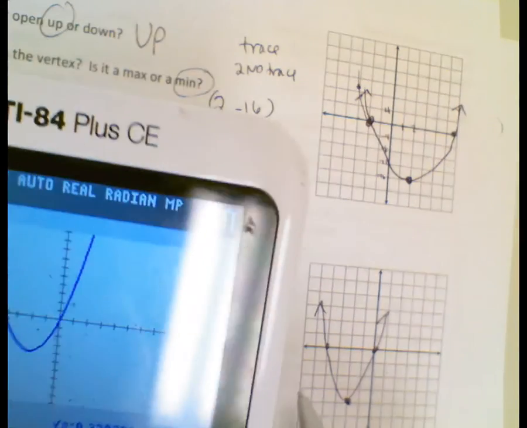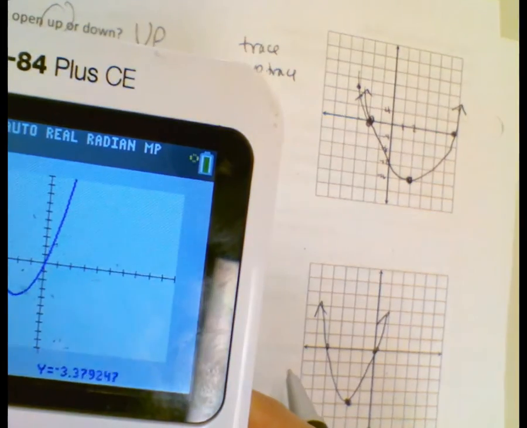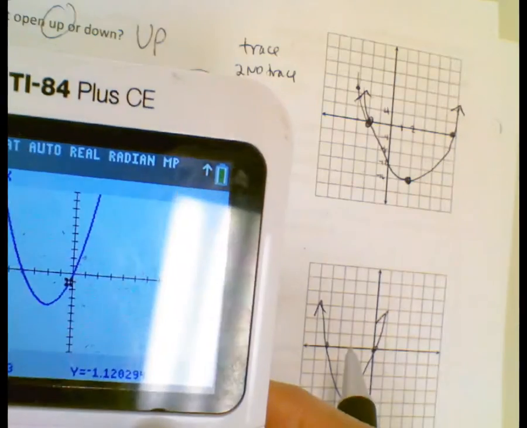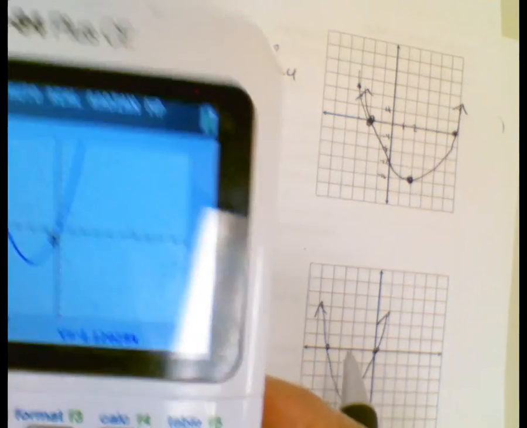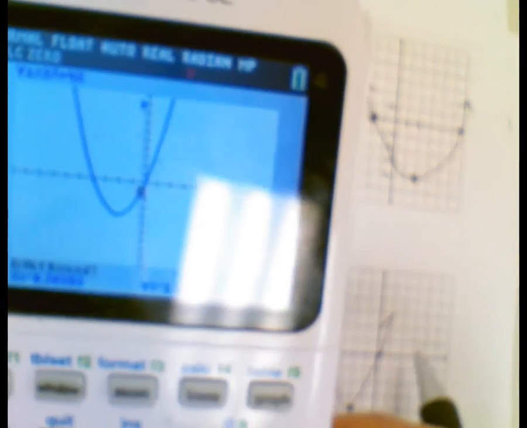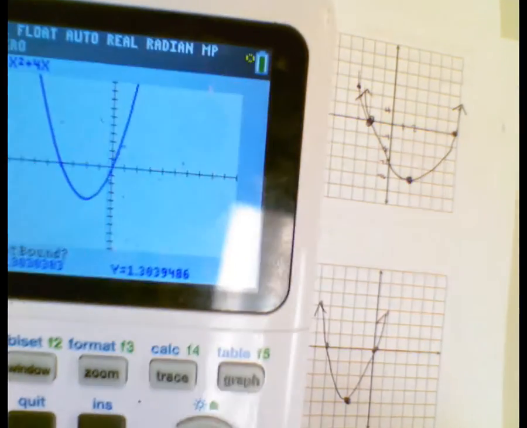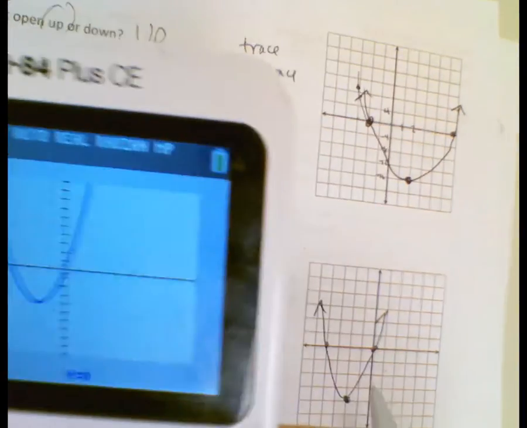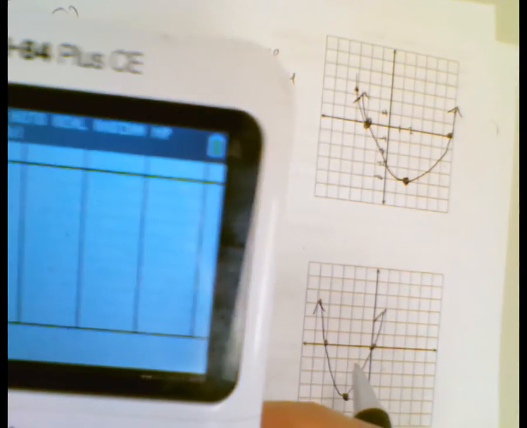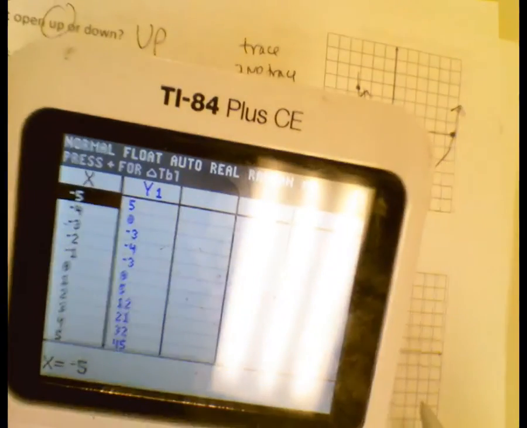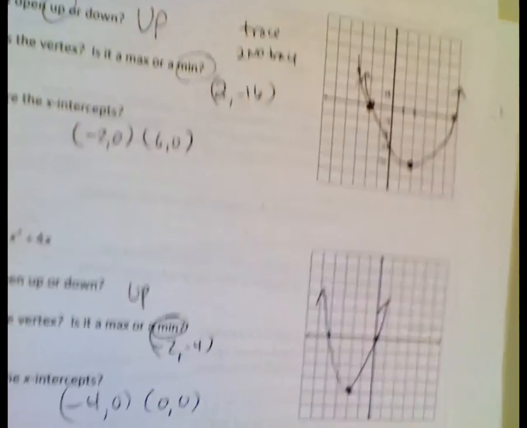So press trace. Move with your right arrow up to where the other one is. I am actually to the left of it right now, so I'm going to press second trace 0. I am to the left of it, so I'm going to press enter. Then I'm going to move it up above it. Press enter and enter. It says right there 0, 0. You also can look at the t-table. There's your 0, 0 right there, and there's your negative 4, 0. So the zeros are on there. You just can search them. So it's negative 4, 0, and 0, 0.